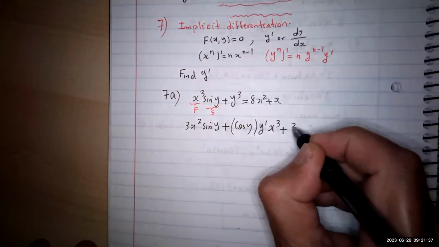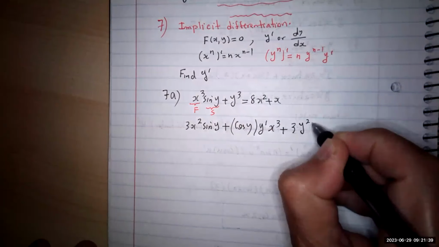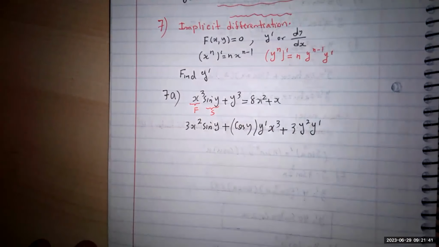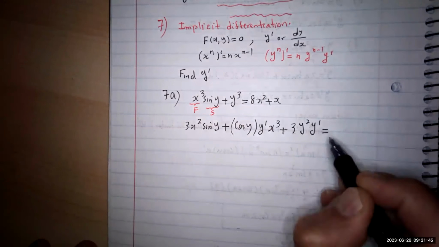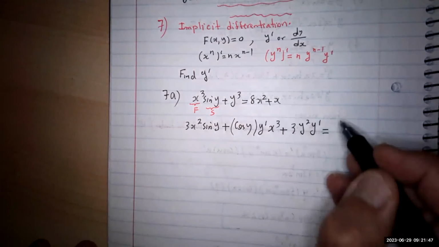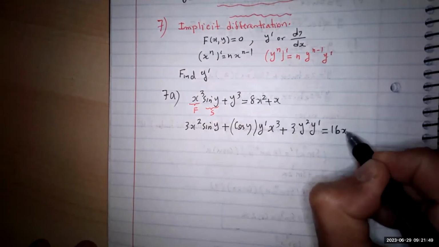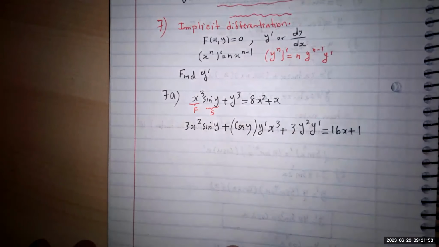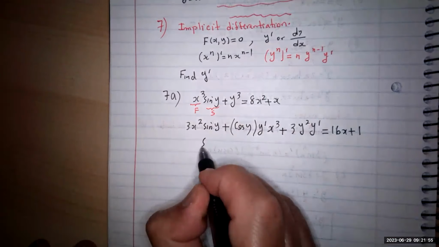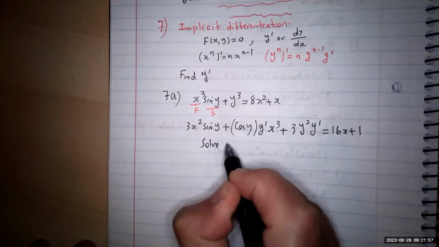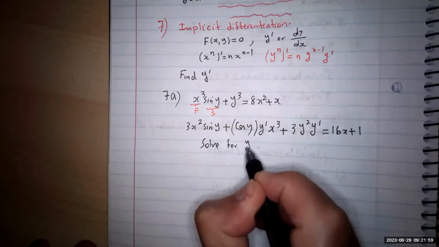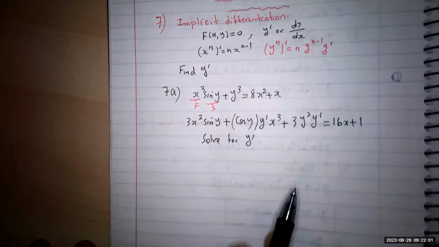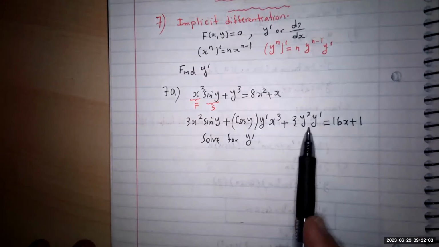Power rule would be 3y squared, but we have to multiply by y prime, or d by dx, whichever you feel comfortable, equal to derivative of 8x squared would be 16x, and derivative of x is 1. Remember, both sides of the equation. Now you have to solve for y prime. So we isolate the y prime on one side of the equation.